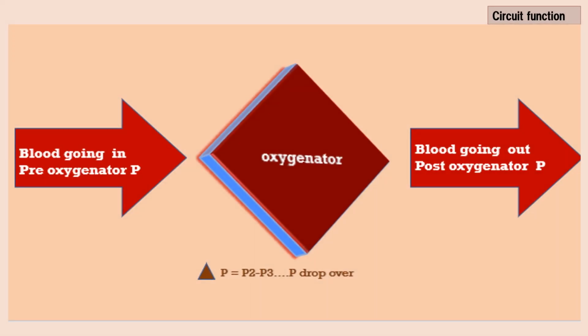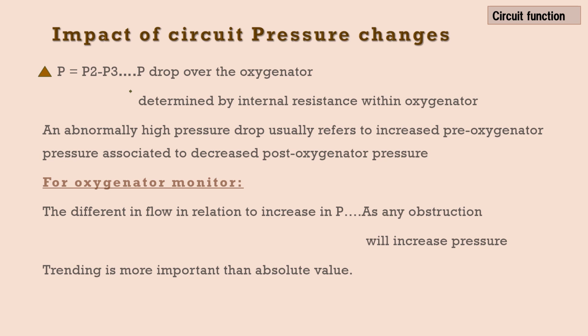Another important value in the circuit pressure is the pressure drop, or delta pressure, which is equal to pre-oxygenator pressure minus post-oxygenator pressure. This delta pressure is the pressure drop over the oxygenator, determined by the internal resistance within the oxygenator, which is an inherent part of the oxygenator by manufacture.